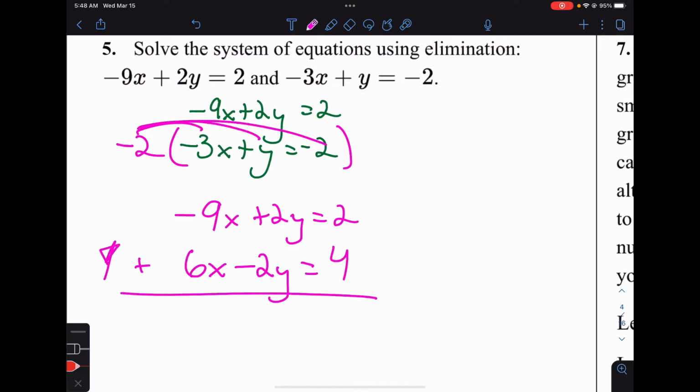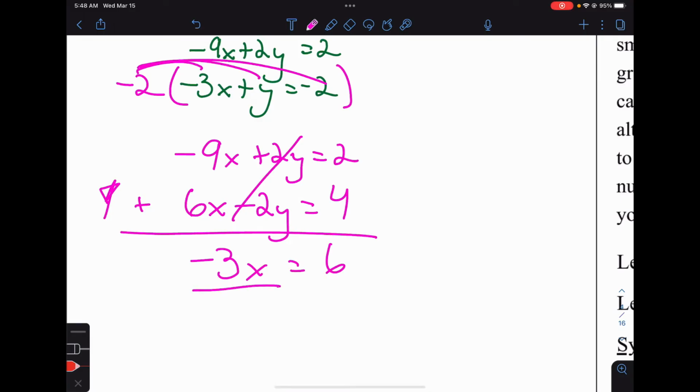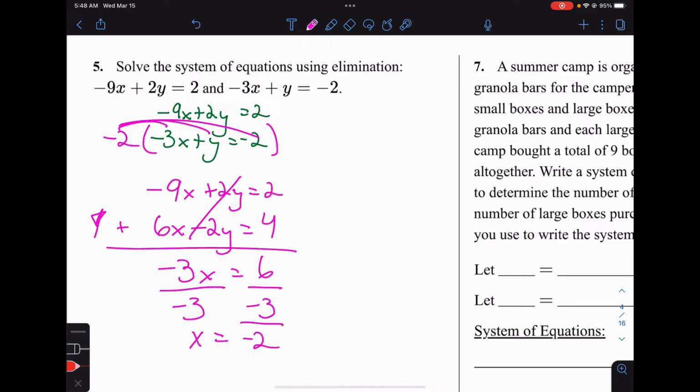Then we can go ahead and add down, and we get a negative 3x. These cancel, and we get a 6. We can go ahead and solve, divide by 3 on both sides, and we get that x is negative 2. So at this point, I want you to go ahead, take your x value, and plug it into one of the original equations. Why don't we plug it into this first one. All right, so plug it into the first one and see if you can solve for the y value.